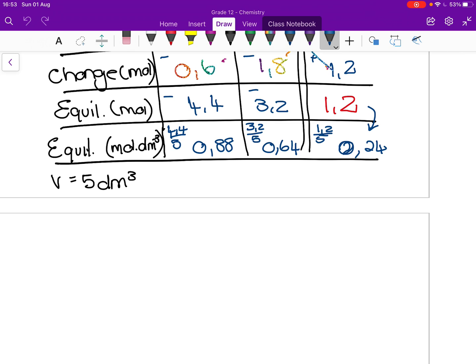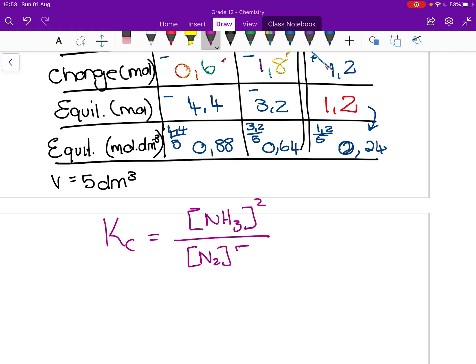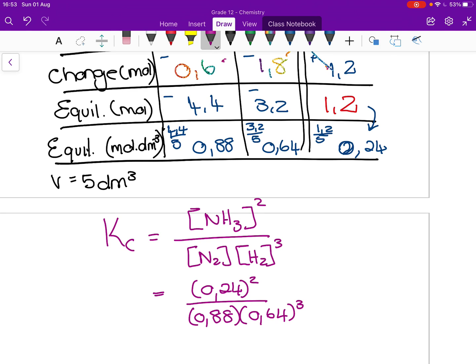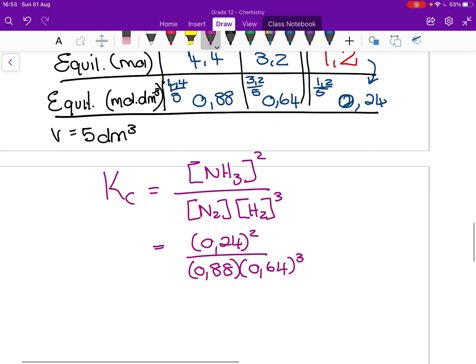I've got my equilibrium concentrations, so now I can say my Kc value is NH3 squared over N2 times H2 cubed, so 0.24 squared divided by 0.88 times 0.64 cubed, and of course you put that in your calculator. What that gets us is 0.25, has no units, and we're done. So it's just taking this one step at a time. Hope that helps.